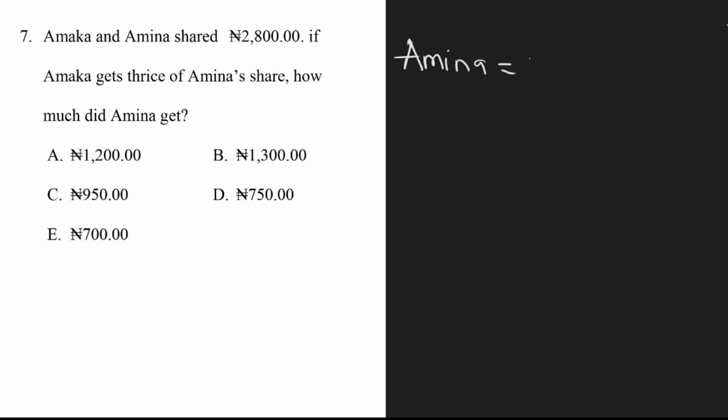Amina got X, right? And Amaka, remember the question said Amaka gets thrice, that's 3 times that of Amina. So Amaka will get 3 times that of Amina, which is equal to 3 times X, which is 3X. Now remember that they shared 2,800 naira.